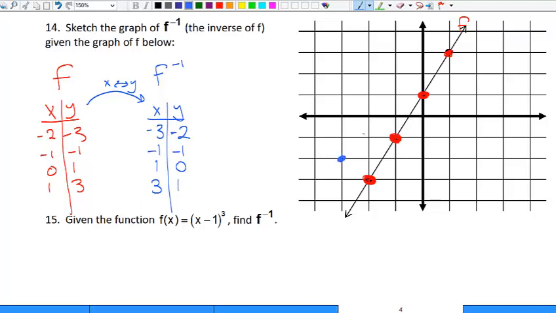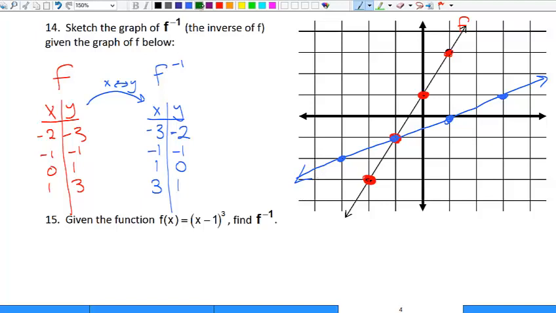So I have (-3, -2). (-1, -1) happens to be the same point as one of the red points, and that's okay. (1, 0), and then (3, 1). And that is all you have to do. Connect your points, put arrows on it, and that is all you have to do for that problem.